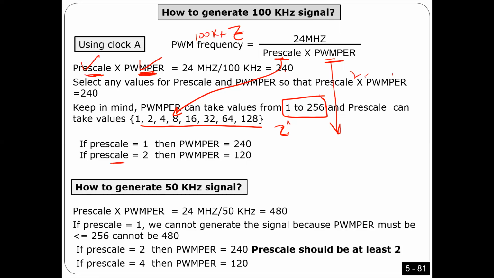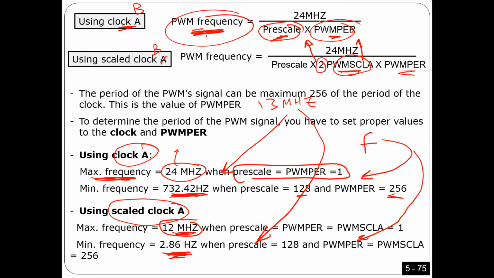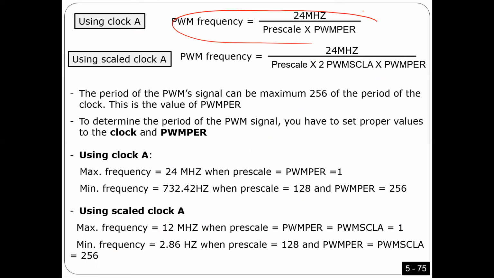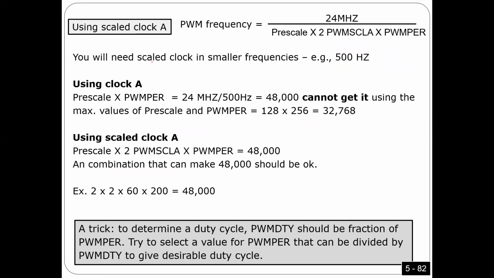Same thing here. I'm giving you another example. If you want to generate 50 hertz using the same example, again I'm assuming I'm using clock A. That's why I'm using the formula for clock A. If I go back, remember, I gave you two formulas here. We have two formulas, as you see: one formula for clock A, one formula for clock scale to clock A. So number one, you have to decide whether you are going to use this one or that one, and then you have to use its formula.